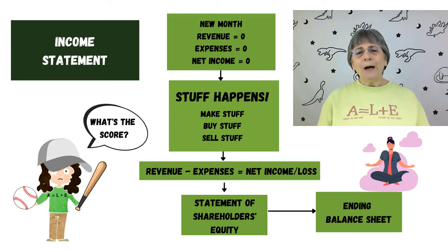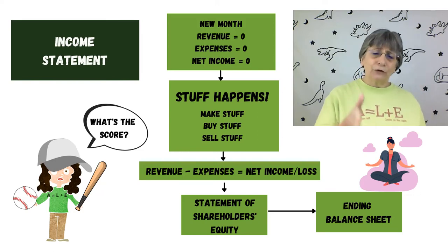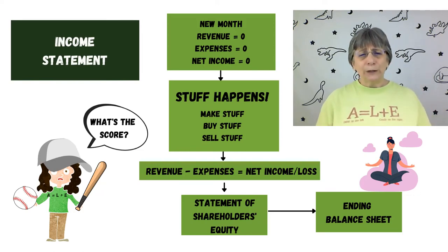And then at the end of the month, we sit down and we tally up how the game went. We say, did we have revenue? Did we have expenses? What's the difference between the two? So that gives us our score for the new month.